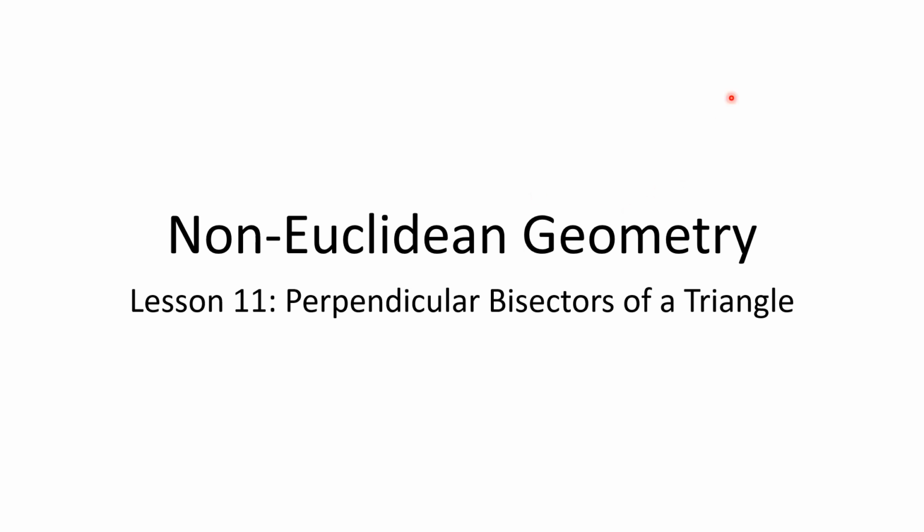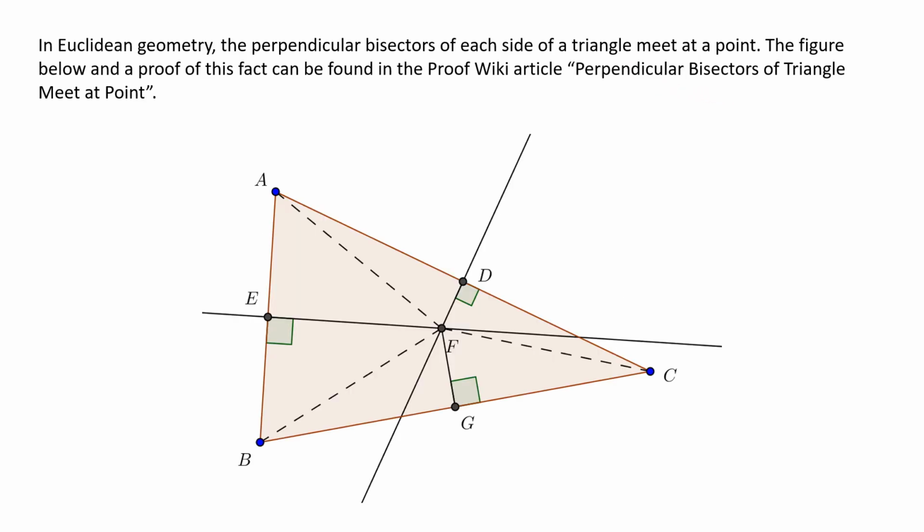This short lesson concerns perpendicular bisectors of a triangle in the context of hyperbolic geometry. In Euclidean geometry, the perpendicular bisectors of each side of a triangle meet at a point.